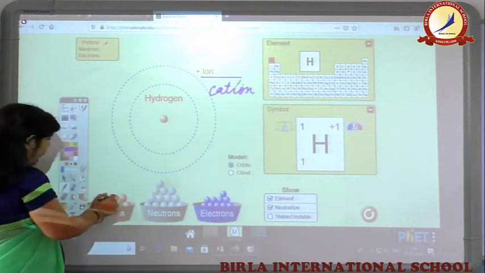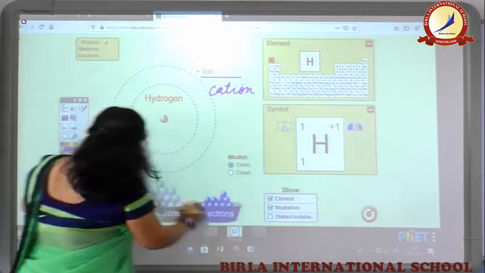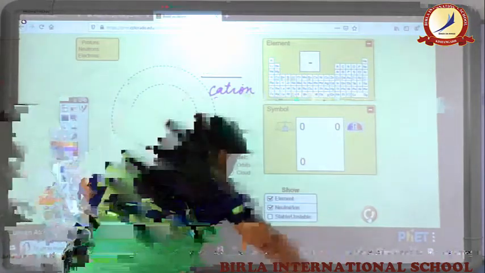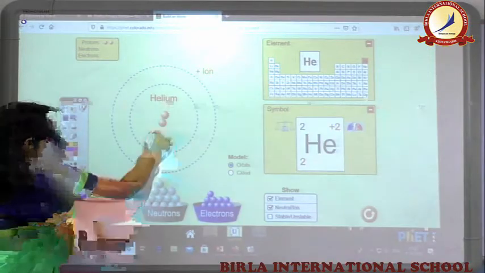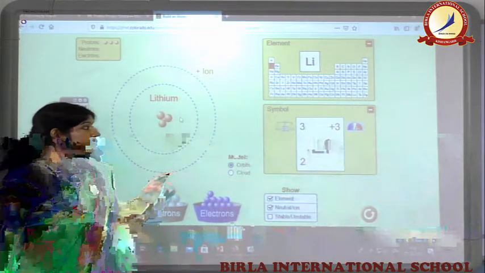Let's try with one more. So the lithium contains 3 protons and 3 electrons, again 1, 2 and 3. Now here again it's a neutral atom. So what will happen if we take out 1 electron from the lithium? If we take out 1 electron from lithium, again it has become a plus ion, a positively charged ion. Okay, now let's try for another element.